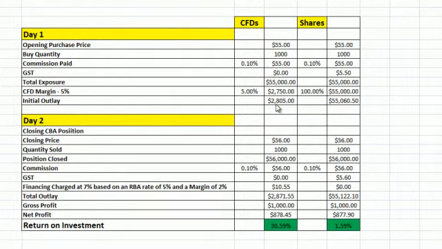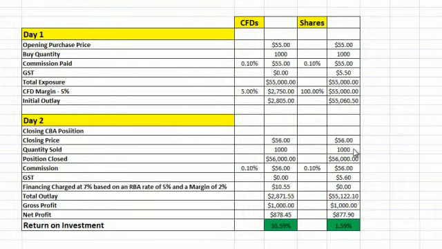Initial outlay now to take the position, $2,805 for the CFD trader, obviously including the commission paid. Same for the share trader, commission paid is included there at $55,060.50. Now the next day, overnight, we wait. CBA rises to $56. Again, exactly the same for both the share and the CFD trader. We're going to close out the position.